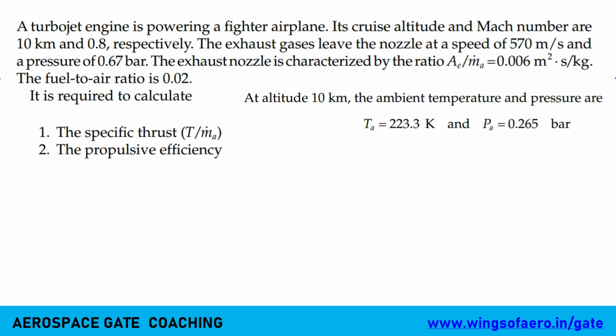One is the specific thrust and the other is the propulsive efficiency, and they have given, at 10 km altitude, the ambient temperature and ambient pressure. Now see what we have to find. Whatever they are asking you to find, the first step is to note down the formula. In your exam they might not tell you what specific thrust is, so from here you can come to a conclusion about what is specific thrust.